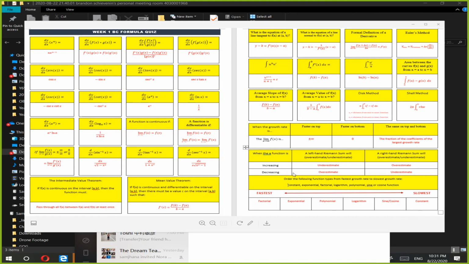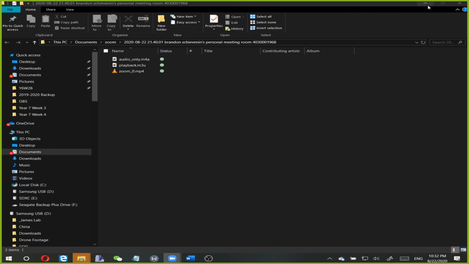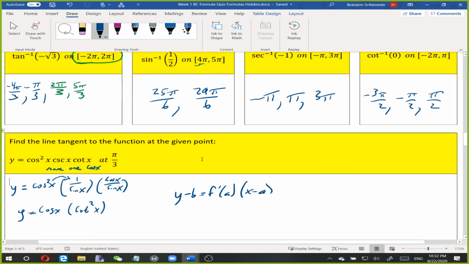You have a lot more formulas than the AB class does, because we kind of need to get through all of AB before we can start with BC. So your formula quiz kind of looks like what AB's quiz will look like at the end of the year, as far as formulas go. But your related rates are the same that AB is doing right now. Your unit circle might be a little bit more advanced than what they're doing.